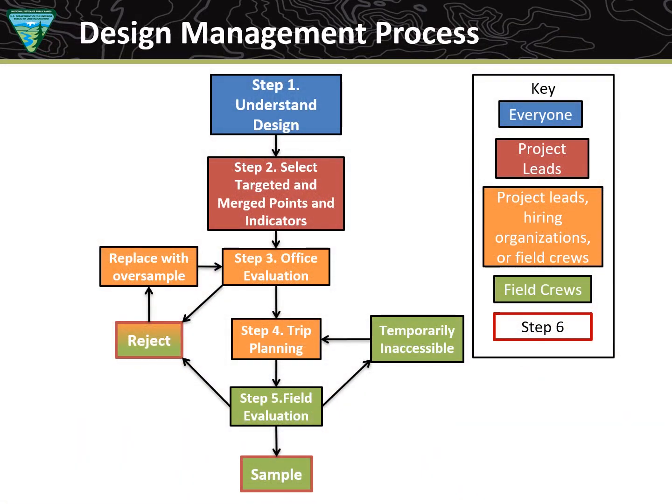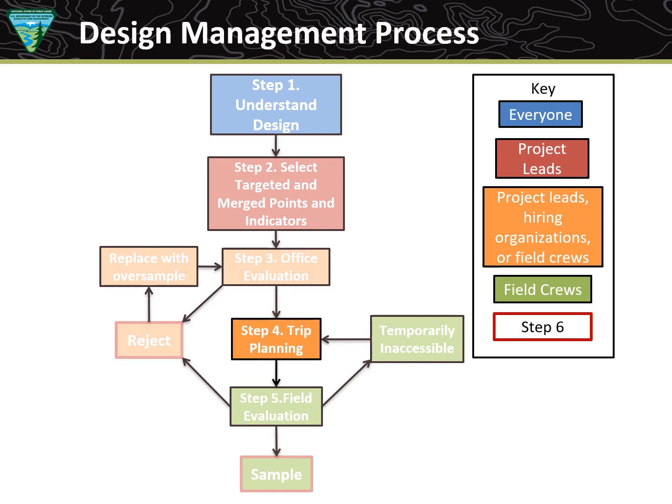This video will follow the design management process that is outlined in Figure 1 of the Site Evaluation and Design Management Protocol. First, this video will discuss key concepts and tools used within a sample design, including the Design Management Spreadsheet. It will then cover how project leads will select targeted points, merge points, and indicators for their field office. Next, it will discuss the office evaluation process, including how to evaluate points from the office and how to replace failed sites.